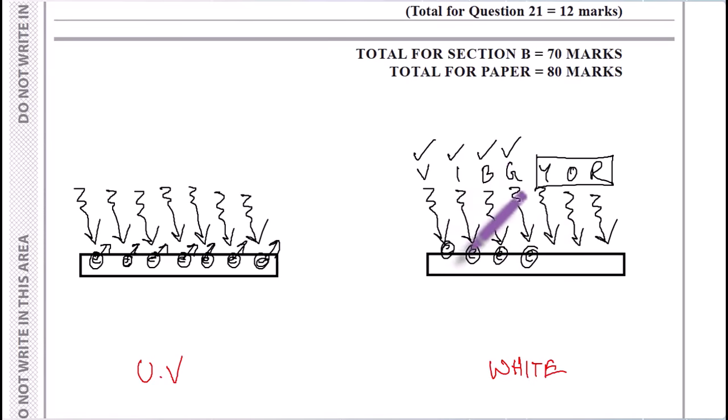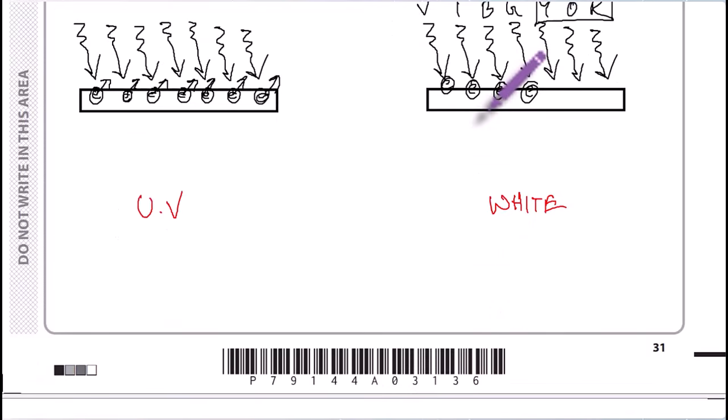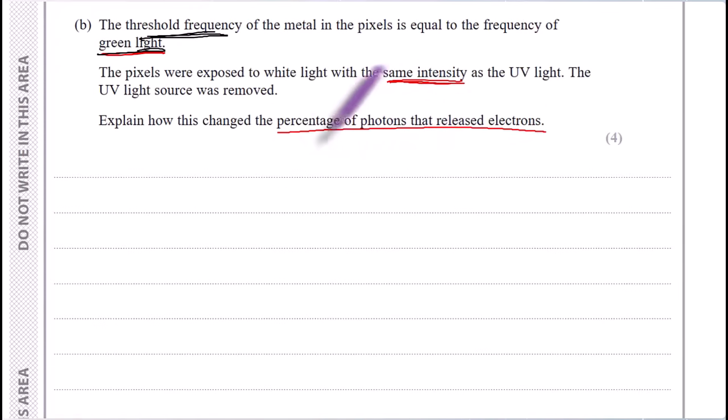So would the number of photoelectrons increase or decrease? Think for yourself. This time, whereas all of the UV photons were causing emission, only a certain fraction of the wavelengths are causing the emission of electrons. So the percentage of photons releasing electrons would definitely decrease.